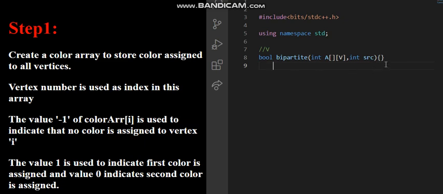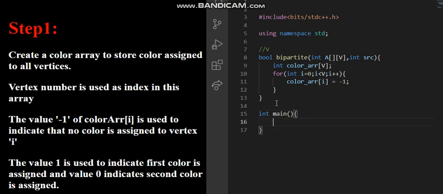And this will be the adjacency matrix taken as input from the main function. Like if there is an edge between 1 and 2, then we'll store A of 1 of 2 as 1, and if there is no edge between 2 and 3, then we'll store A of 2 of 3 as 0. That will be the adjacency matrix. Okay, let's move to the second step.